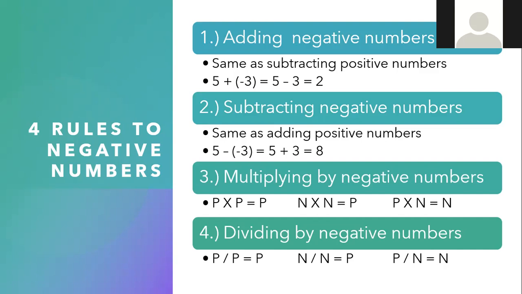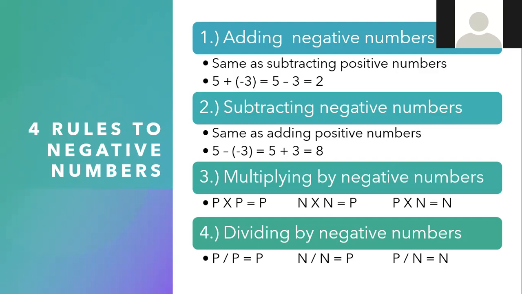So 5 minus negative 3 equals 5 plus 3, which equals 8. And then just the last couple of rules for multiplying by negative numbers. If you are multiplying two positive numbers together, you get a positive number. If you multiply two negative numbers together, you get a positive number. And if you multiply a positive and a negative number together, you will get a negative number.